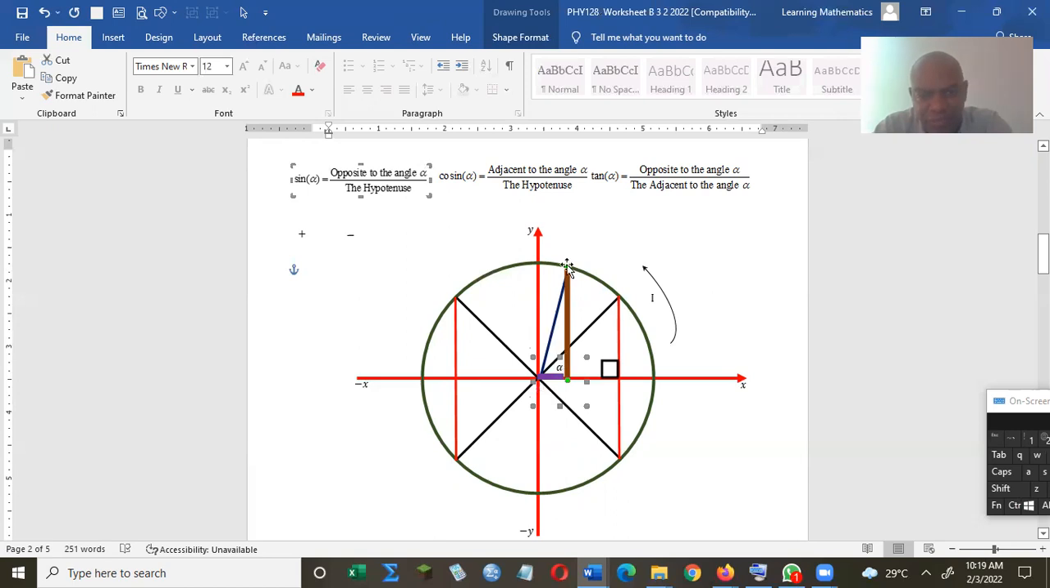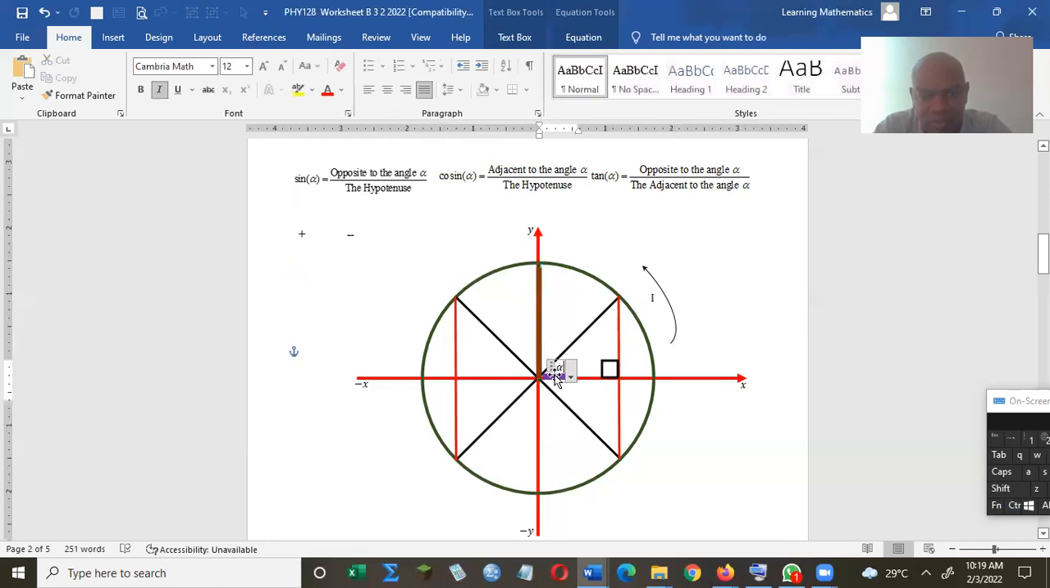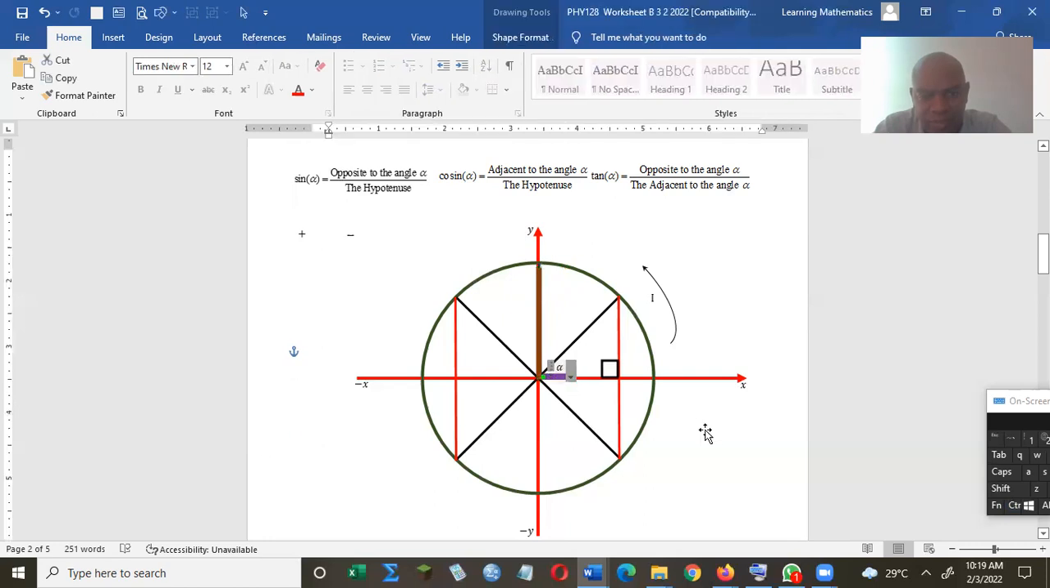If it rotates a little further, as you can see, this brown horizontal line and this purple violet vertical line, the horizontal decreased and the vertical increased. So therefore now, when the radius rotates completely vertical, there will be no horizontal. And in such a case, that will be 90 degrees.